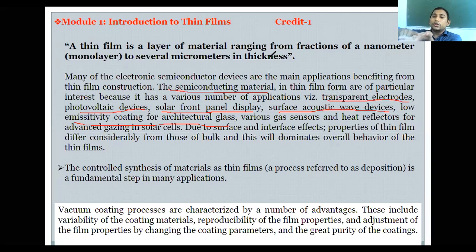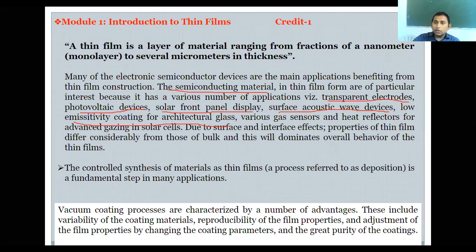Suppose this is one layer, and if we again deposit another material, that is a double layer. If we deposit one more layer, that is multi-layer. Monolayer, double layer or multi-layer. Multi means more than two. It is possible to deposit a number of materials onto that particular thin film.